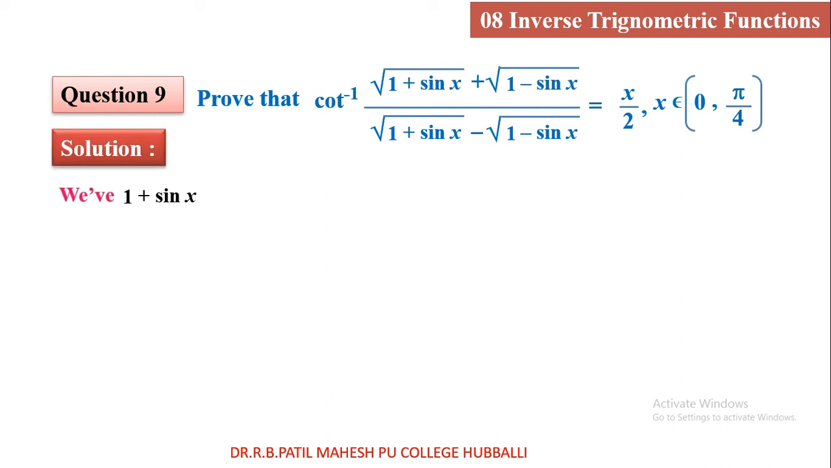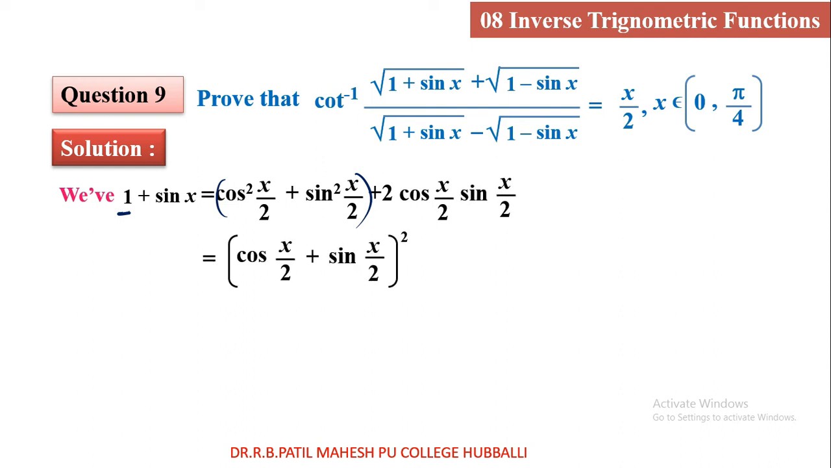Dear students, please remember a formula. 1 plus sin x is equal to cos square x by 2 plus sin square x by 2. Here I am writing 1 as cos square x by 2 plus sin square x by 2, plus sin x as 2 cos x by 2 into sin x by 2. So what I am going to get is in the form of a square plus b square plus 2ab.